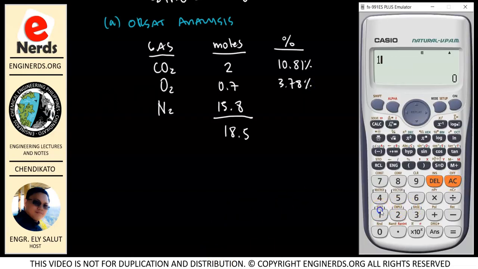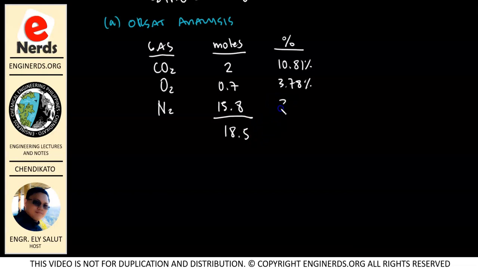So we have 15.8 divided by 18.5 times 100. So we have about 85.41. Okay, so 85.41%. So this is our Orsat analysis.